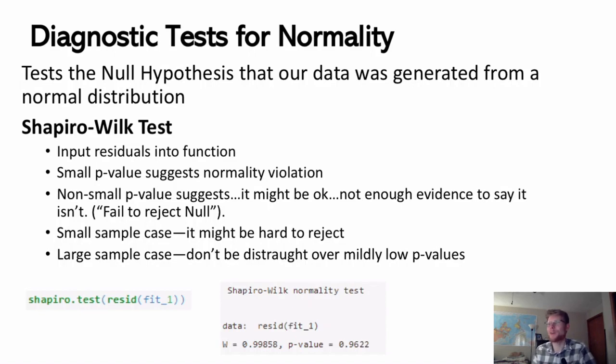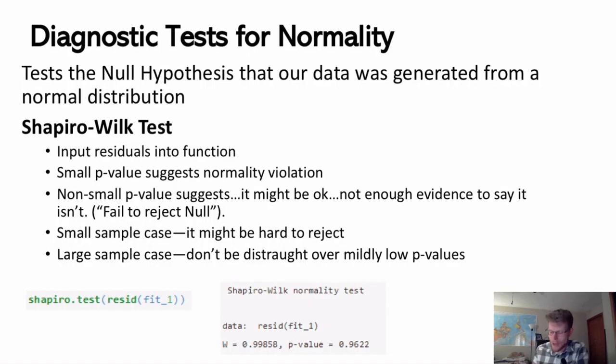But a Shapiro-Wilk test is what we do in this class, and that's basically testing the null hypothesis that these residuals follow a normal distribution. Then we look at how well they do and put a probabilistic calculation of how often we would see this much departure from normality by random chance if this data really was normal.